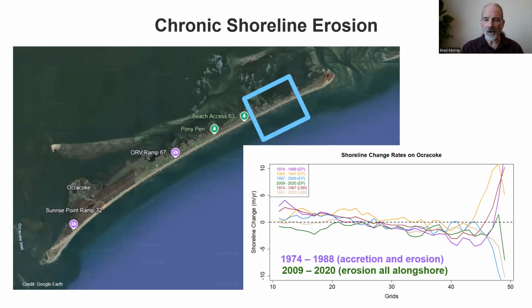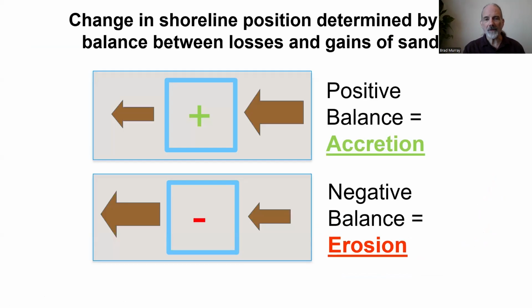To understand what causes this long-term shoreline change, we can draw an imaginary arbitrary box along some section of the coastline and ask, what is the balance of sand coming into the box versus sand going out of the box? And if over the time scale of years, there's more sand coming into a box than going out, then the beach is going to be gaining sand and the shoreline will move seaward. The shoreline will be accreting. On the other hand, if there's more sand leaving over the scale of years than coming in, then the shoreline will be moving landward or eroding.